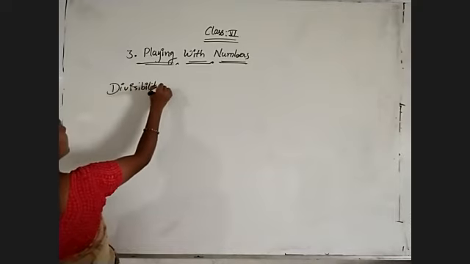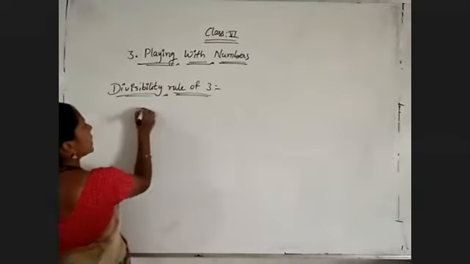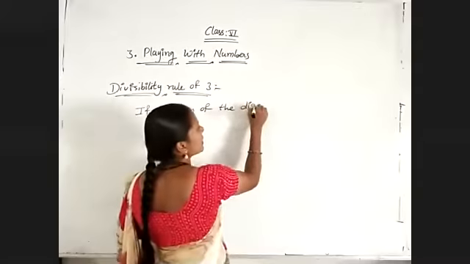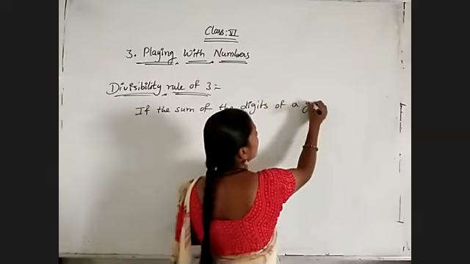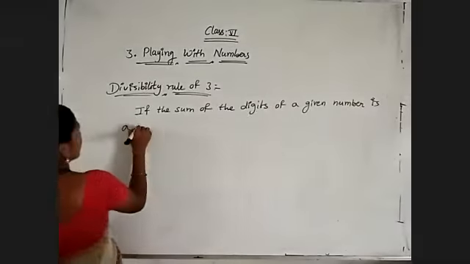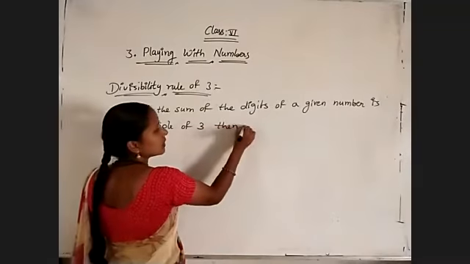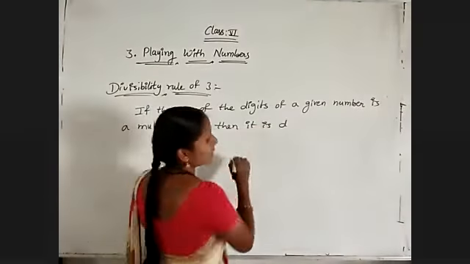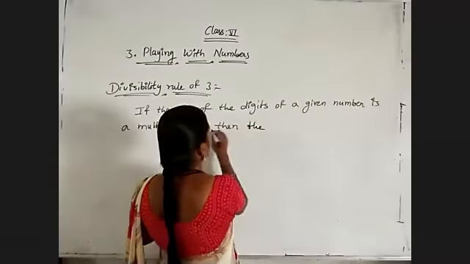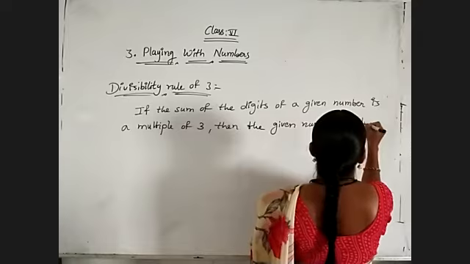Divisibility rule of 3. If the sum of the digits of a given number is a multiple of 3, then the given number is divisible by 3.